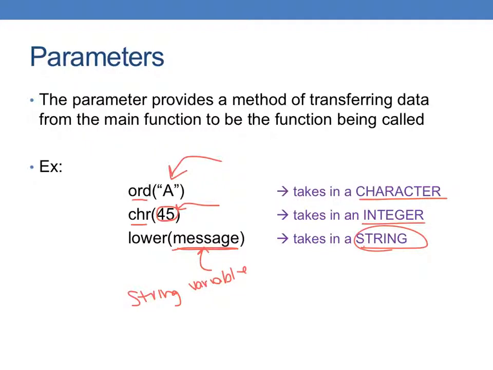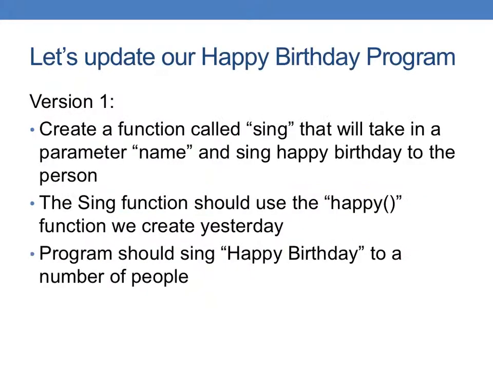So remember, a parameter is something that the function needs in order to do its job. To do its job, ord needed a character. To do its job, chr needed an integer. And to do its job, lower needed an actual message to turn to lowercase. So notice that they all needed something to do their job. That value they needed is passed into them via the parameters.